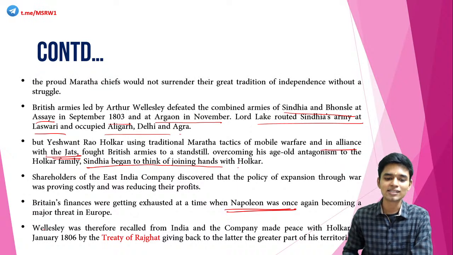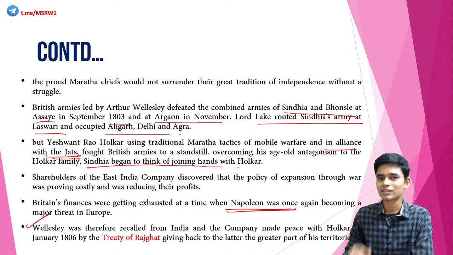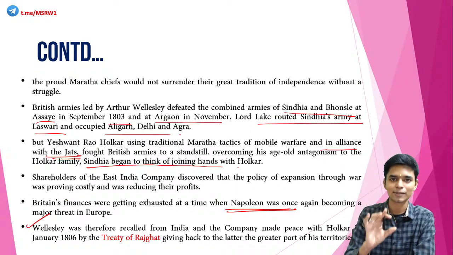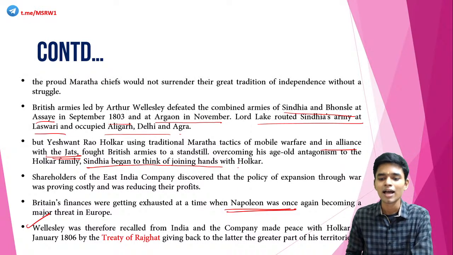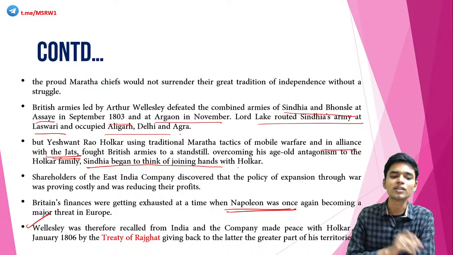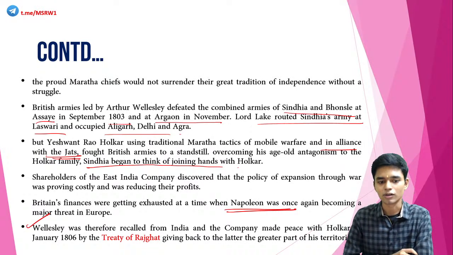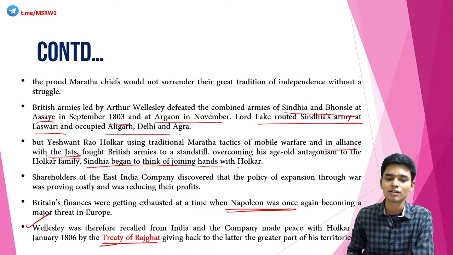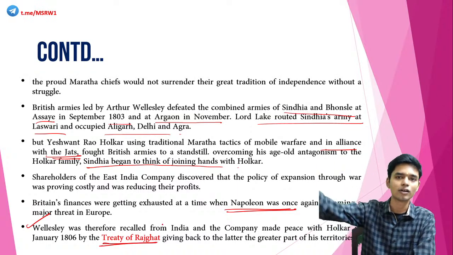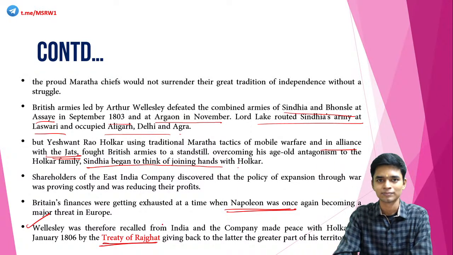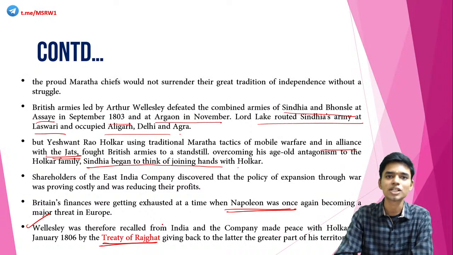And Wellesley was called back. It was Wellesley's idea, this tactic was employed by Wellesley. So Wellesley was actually called back from India, and the company decided to make peace with Holkar in January 1806, and the Treaty of Rajkot was signed, giving back all the territories to Holkar. All the captured territories were given back to Yashwantrao Holkar. He was a very formidable leader. Clear? The Treaty of Rajkot, don't forget.